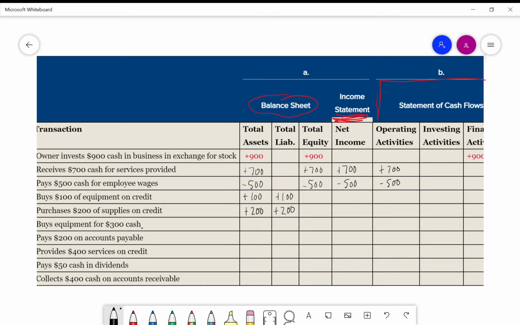Buying equipment for $300 cash. Well, what happened? Well, we bought equipment. Equipment is an asset, something that we own. So we increased assets by 300. We paid cash for it, so we also decreased assets by 300.